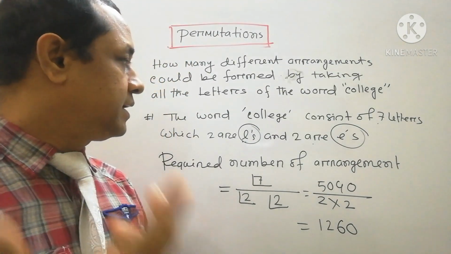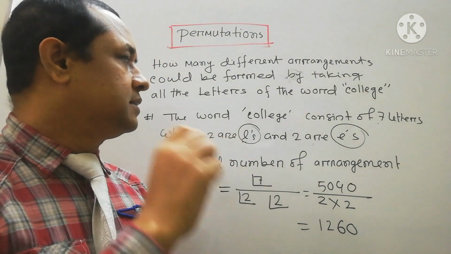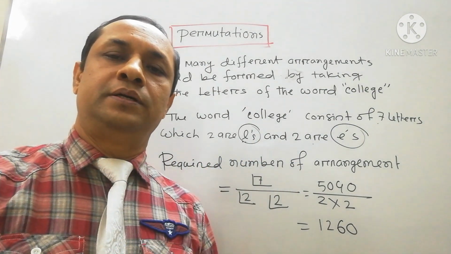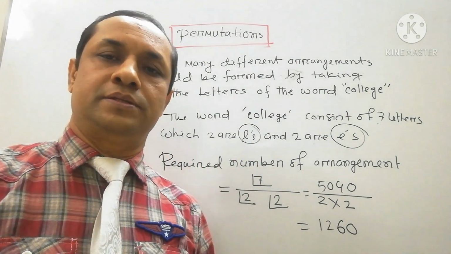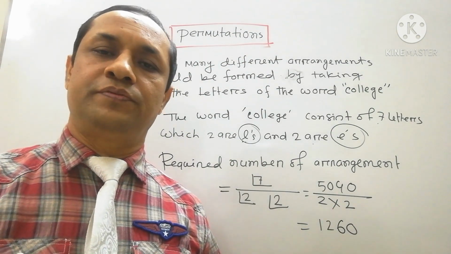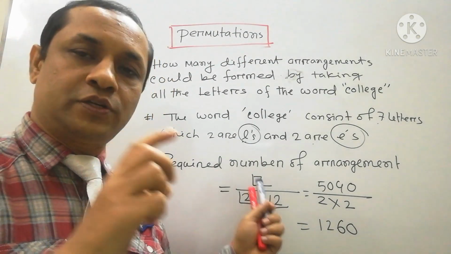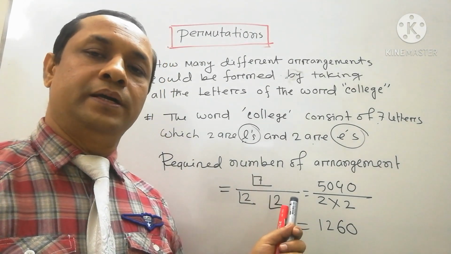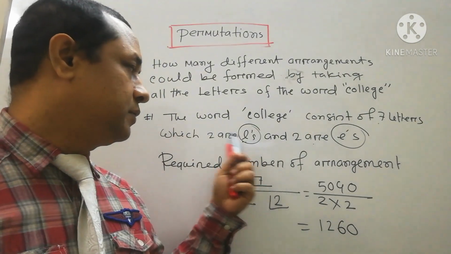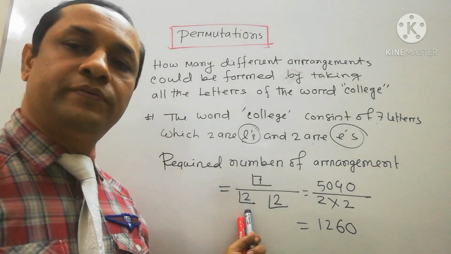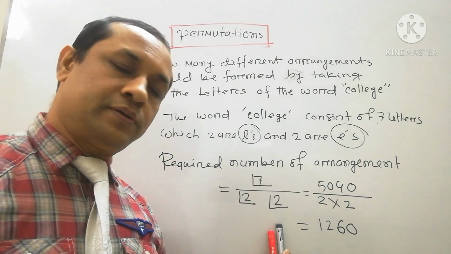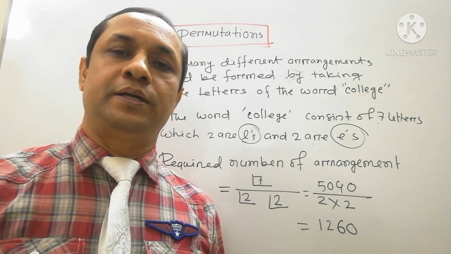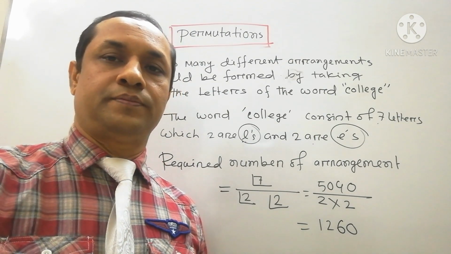Attention please. I say again, in the word college, here 2 are L's and 2 are E's, the same letters. So all letters are not different. So using the formula, factorial 7, as the total number of letters is 7, divided by factorial 2 because 2 are L's, and factorial 2 because 2 are E's. So the result will be 1260. I hope you are clear, students.